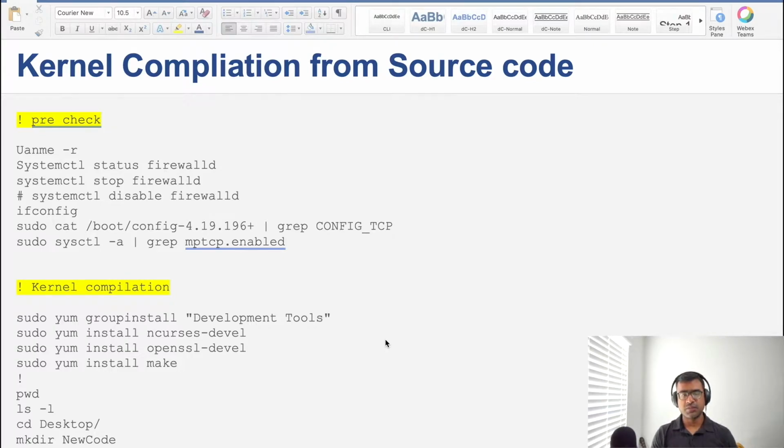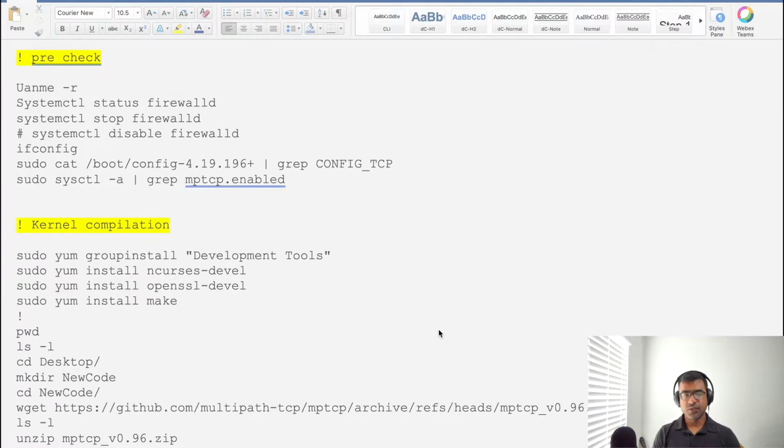First is some pre-checks. That means we will do some baselining that will give us confidence where we are, what are the options available in our base OS. Then I'm going to install some development tools. This is necessary if you're doing a kernel compilation. So necessary tools are development tools and curses, because I'm going to use make config, and OpenSSL devel. Alright, so these are the prerequisites.